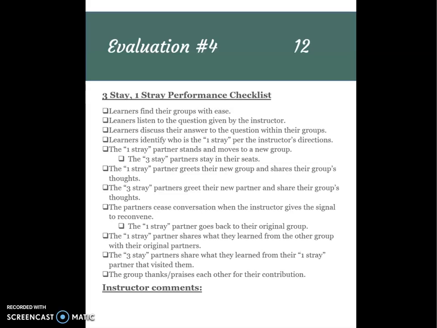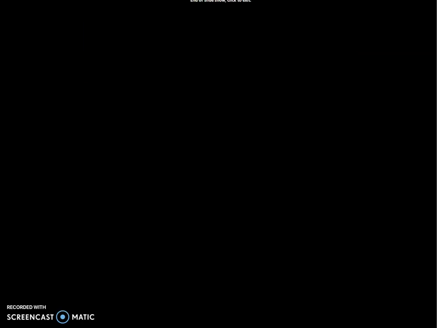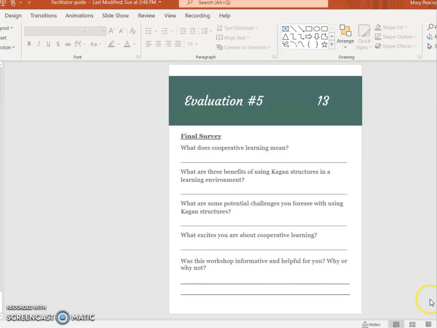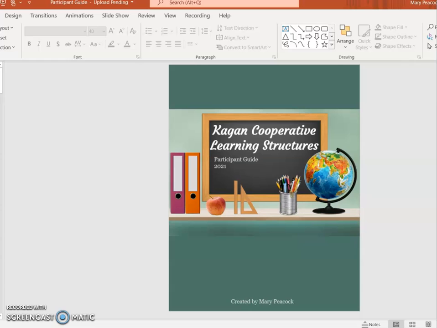They have a space at the bottom to leave comments because their feedback will be, the copy of this will be left with the learners, with the leader of the group. And then our final survey is the last thing that they do in the conclusion about some content things that they learned today, but also if they thought the workshop was informative and helpful. So that is my facilitator guide. I'm going to move over to my participant guide.